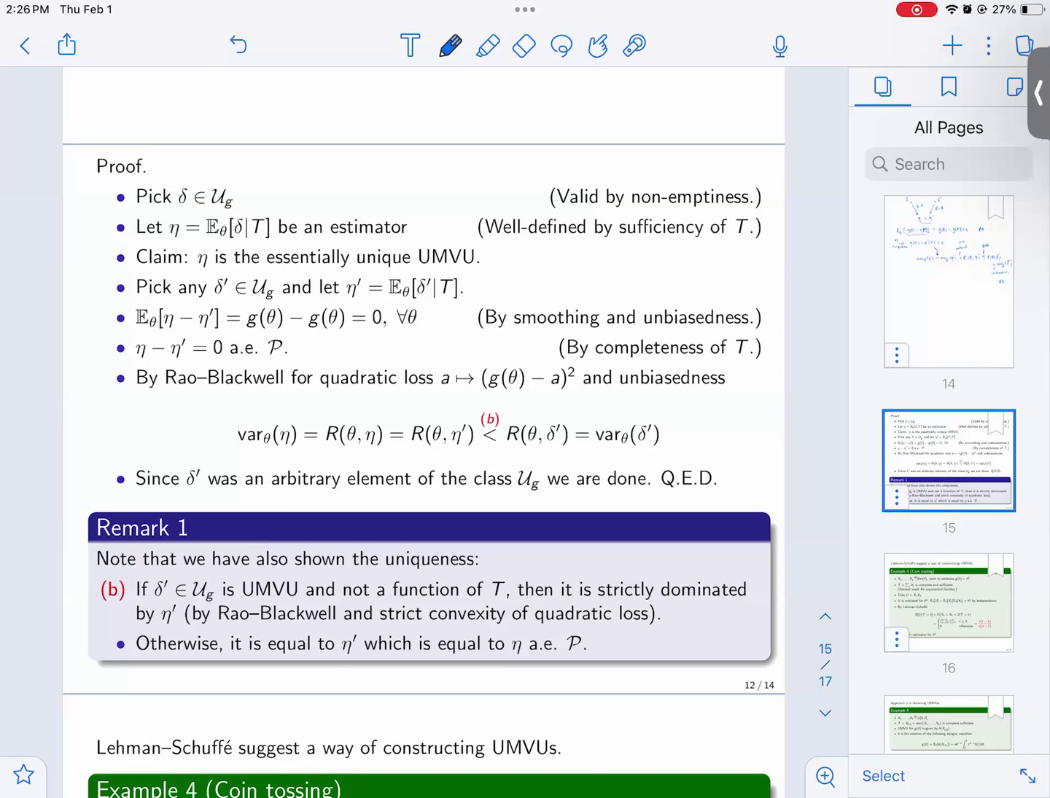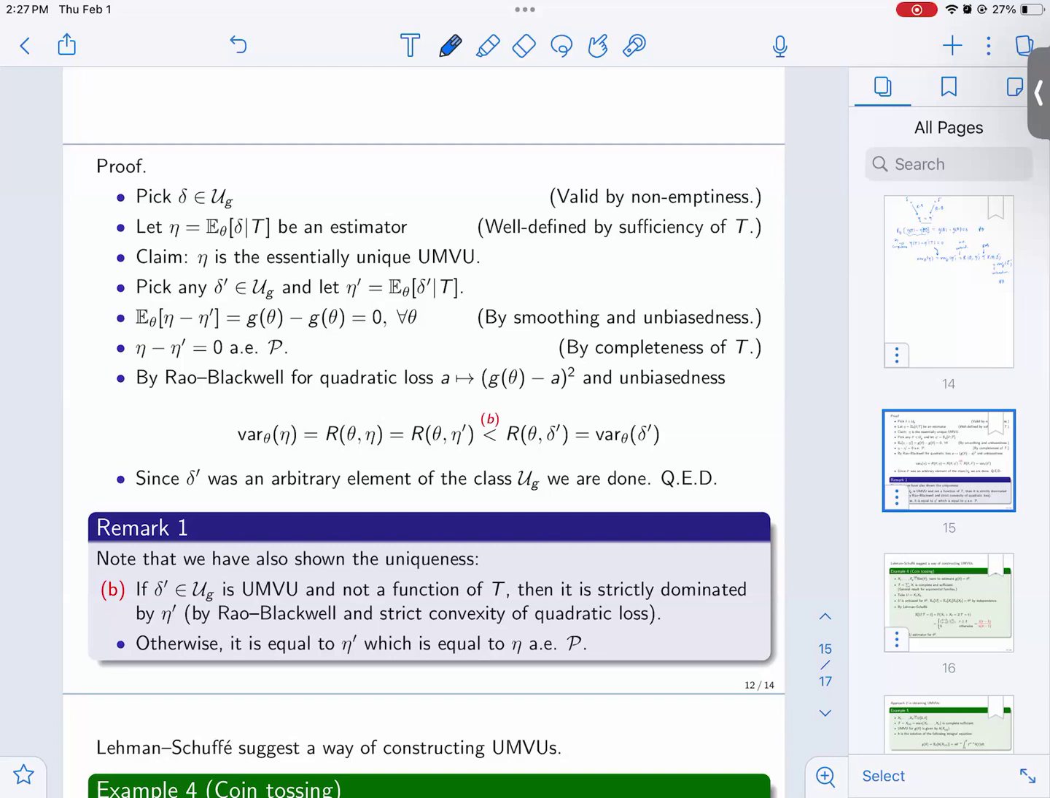So if delta prime is not a function of t, this normalization procedure is going to be strict. Because any delta prime conditioned on the complete sufficient statistic gives me eta prime. And if eta prime is not a function of t, in other words, if this procedure produces something different from delta prime, then it's going to be strict by the strictness of Rao-Blackwell, because we're working with the quadratic loss. So then delta prime is strictly dominated by eta, so it can't be a UMVU.